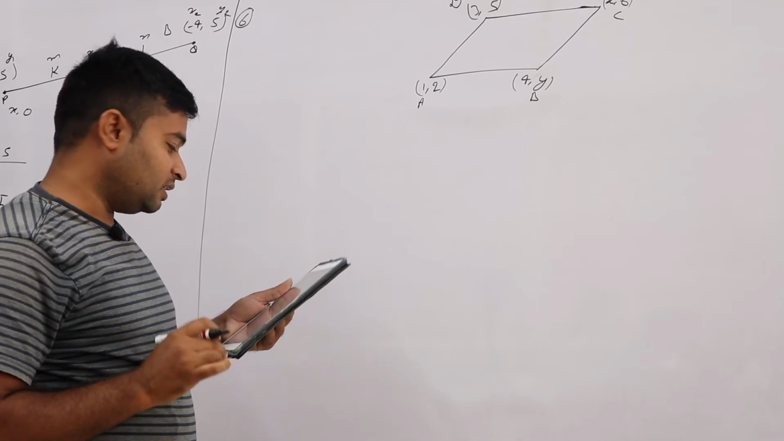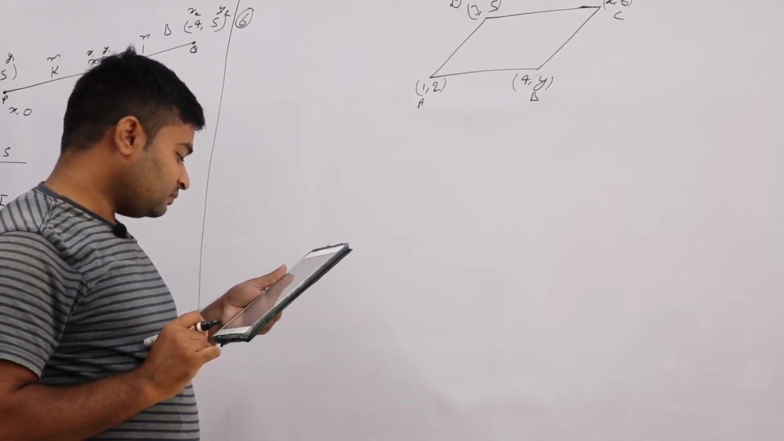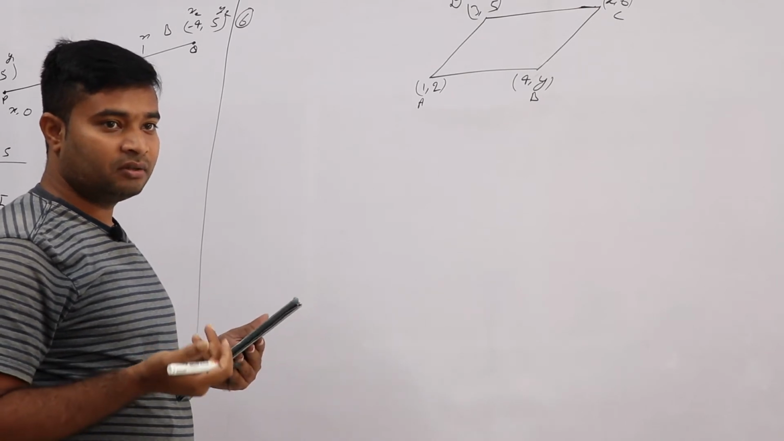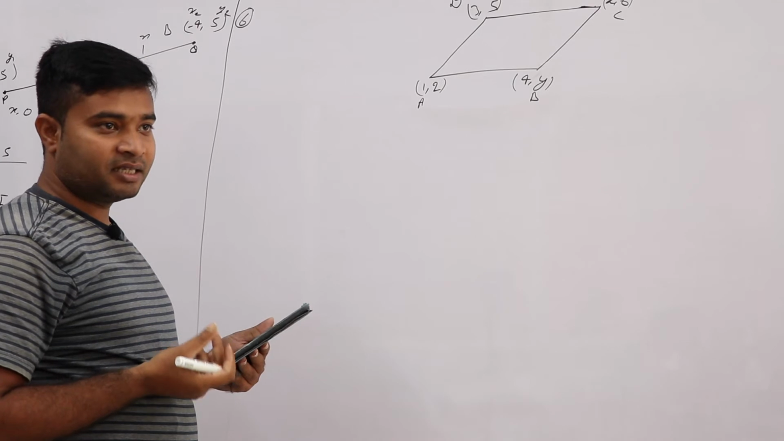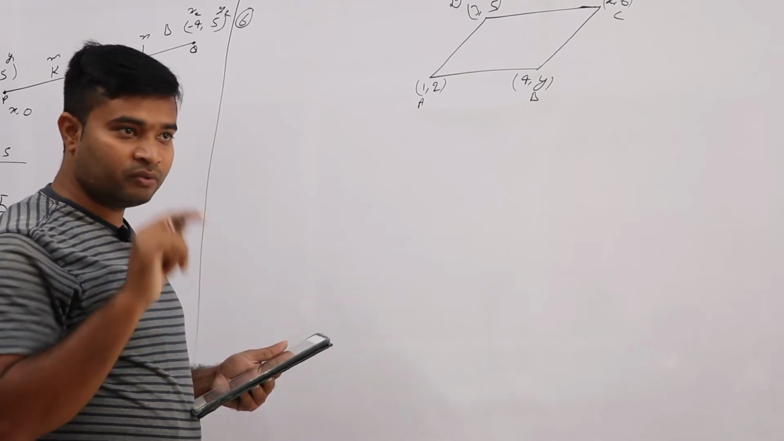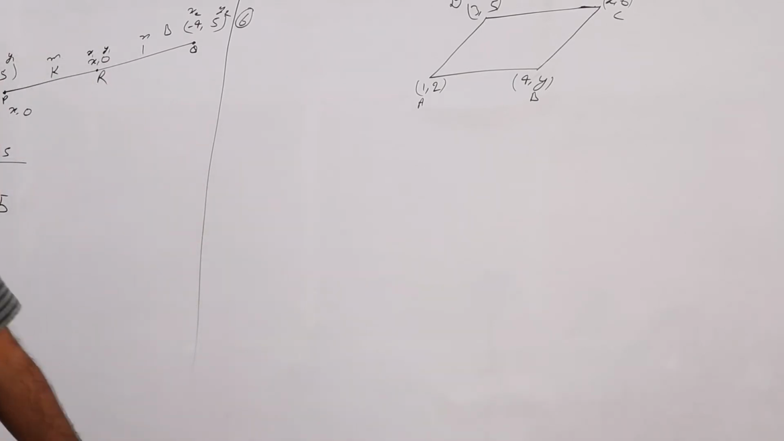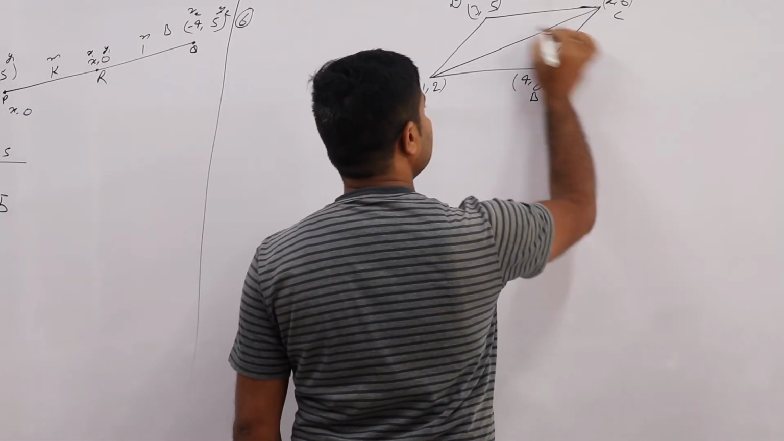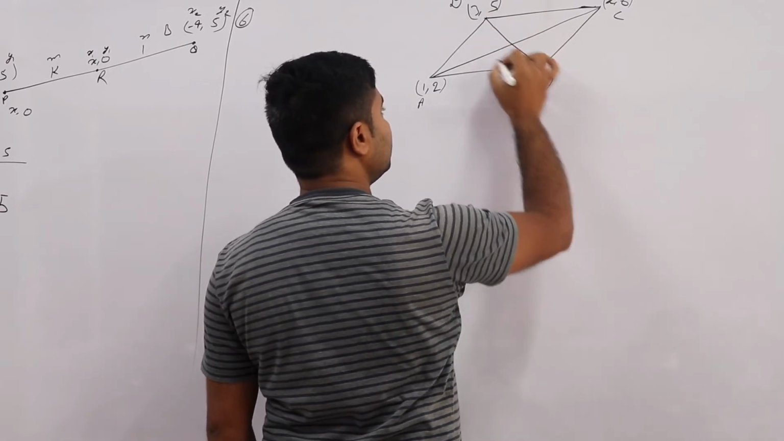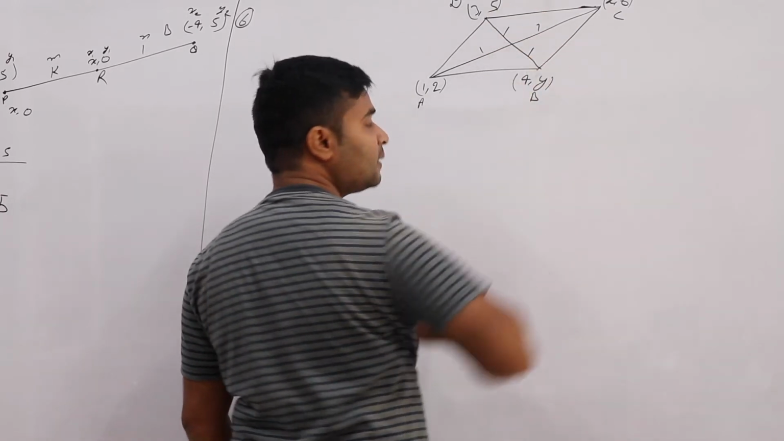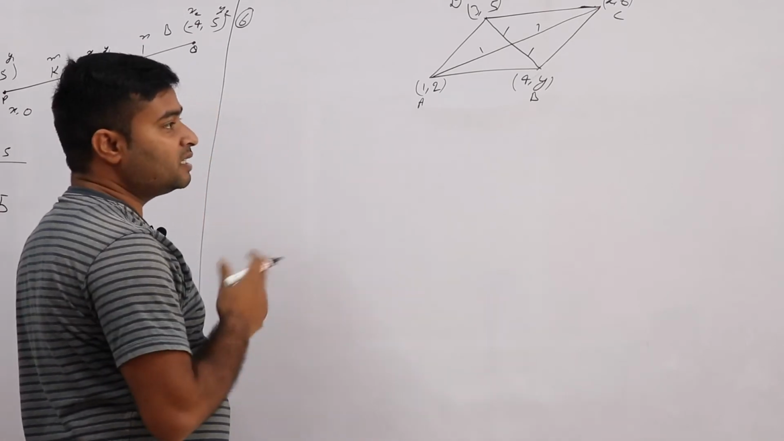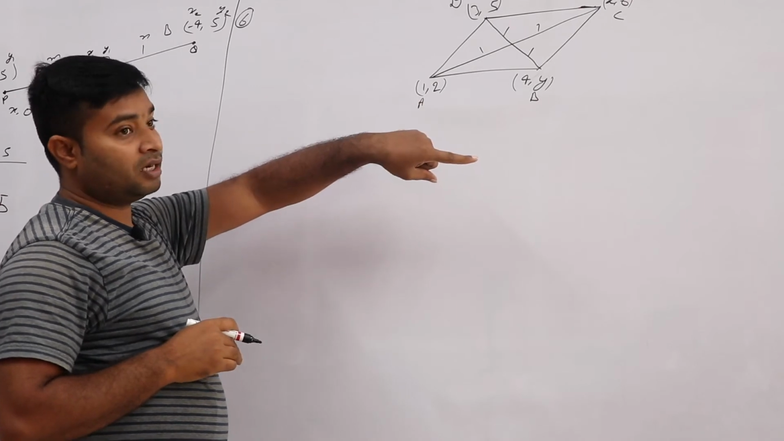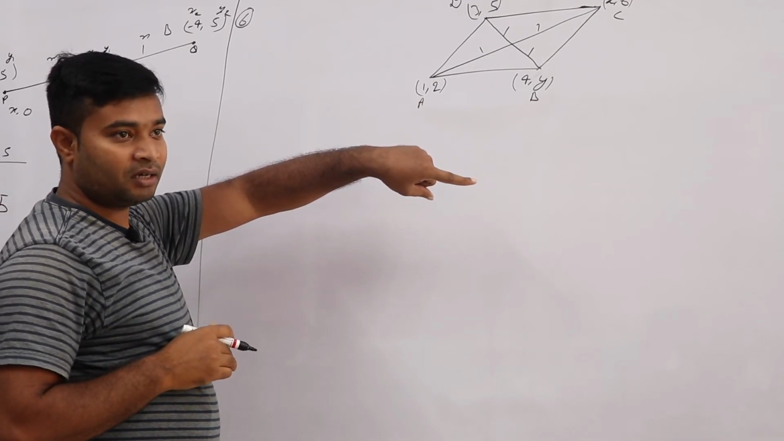We know that the diagonals of a parallelogram bisect each other. Yesterday also I told you, the diagonals of a parallelogram bisect each other in the ratio 1:1. Bisect each other means it will be 1:1 only. So draw the diagonals. This is 1, this is also 1, this is 1, this is also 1. That means which formula will we apply? Section formula or midpoint formula? Midpoint formula.